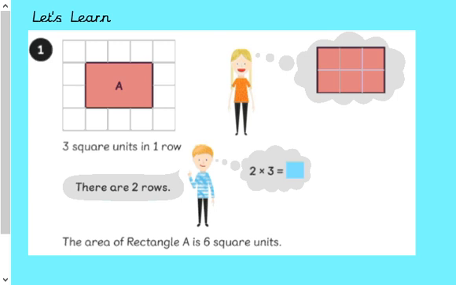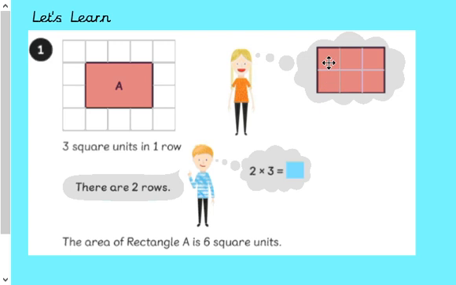Okay, let's learn. Now we can see here that we've got a rectangle, rectangle A, and it is 3 square units in one row. So you can see 1, 2, 3. If we look in the young lady's thought bubble here, she's put the squares into the rectangle. So you can see that we've got 1, 2, 3, and then another 1, 2, 3. So we've got 3 units in one row, but there are 2 rows.